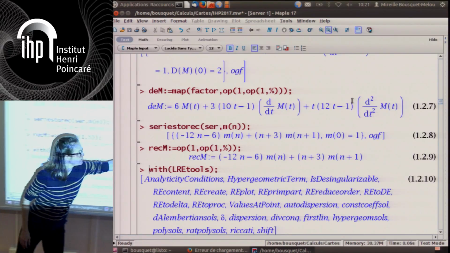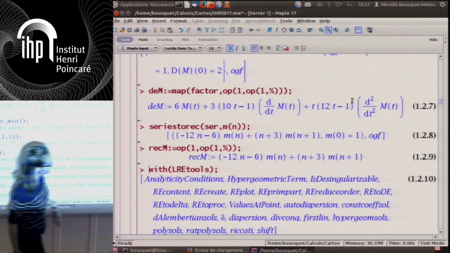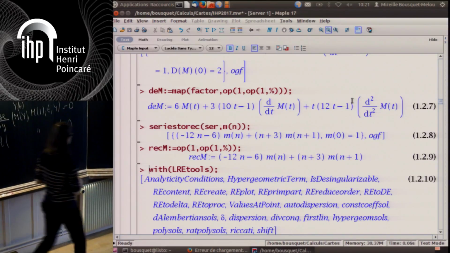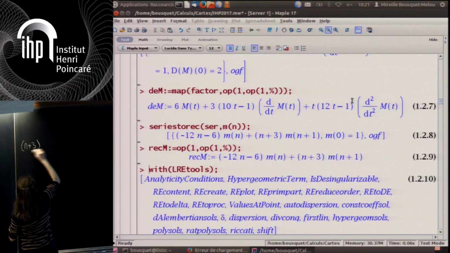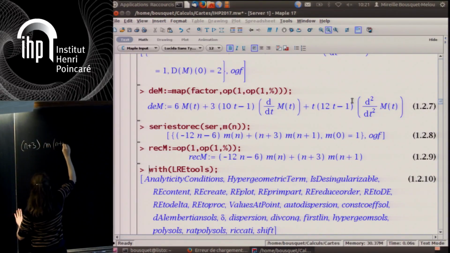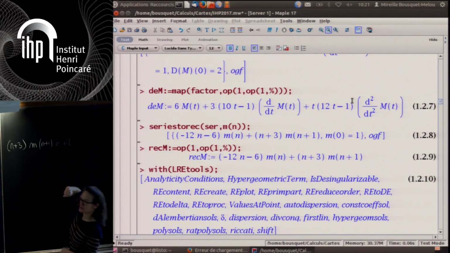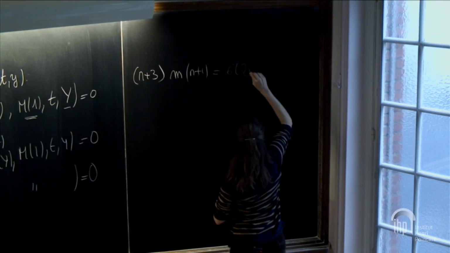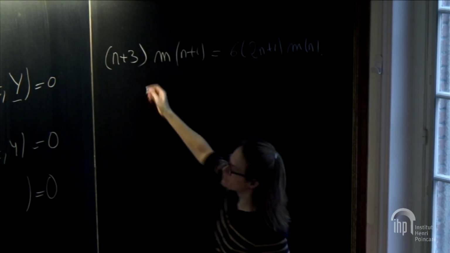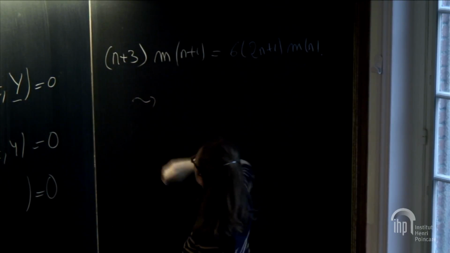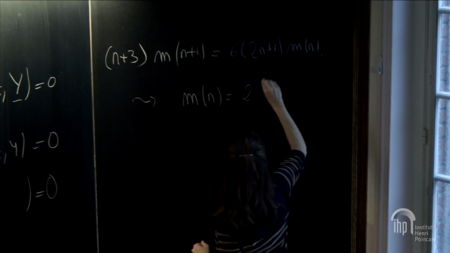Okay, so M, the number of maps of size n plus 1, should be related to the number of maps of size n by this equation. And of course, this is very attractive. So we have n plus 3 times the number of maps of size n plus 1 is 6 times 2n plus 1 times the number of maps of size n. And from this plus the initial condition, you would get the formula that we proved last time.